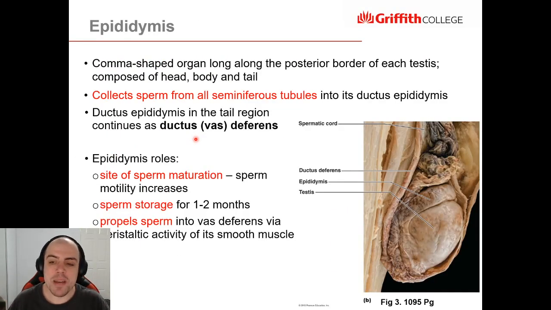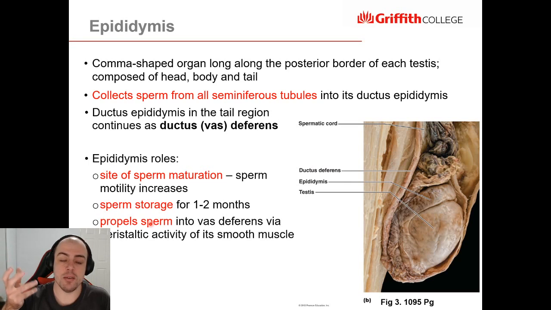Now, what is essentially happening here within the epididymis is a couple of different things. One, it is where the sperm cells are being matured and sort of developed further to increase that motility, especially. Sperm can also be stored there for approximately 1 to 2 months, again, varying on sperm release, let's just say that. And it is also responsible for moving and propelling these sperm cells into the vas deferens there to be moved up via that contraction of smooth muscle.